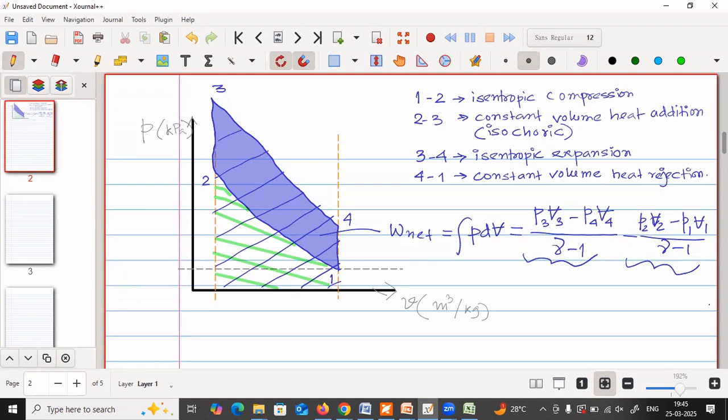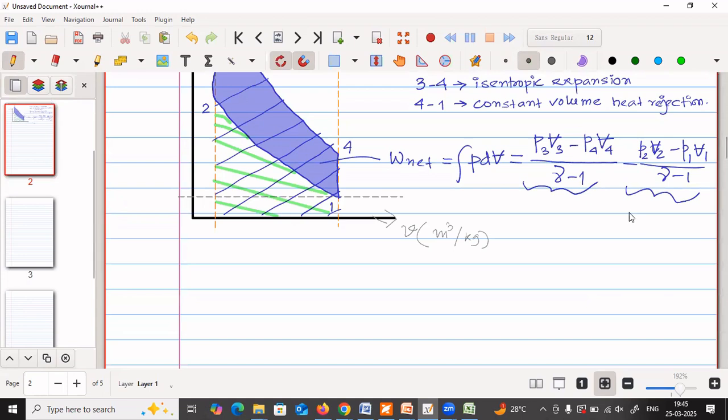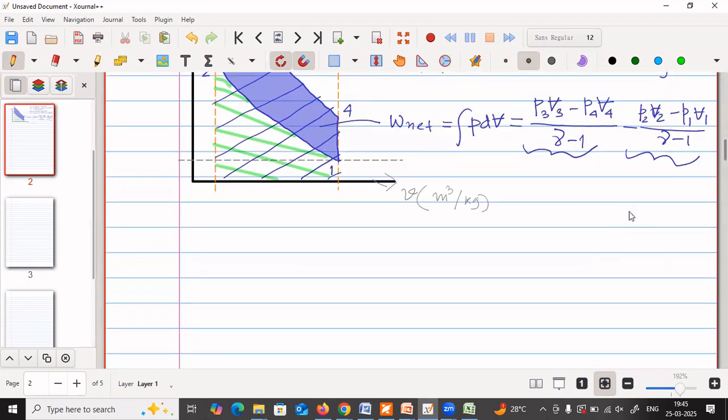And you can go for further calculation. Again, we can write that from the isentropic process, P2 V2 by P1 V1 is equal to V1 by V2 to the power gamma, from the isentropic process equation. That comes from PV to the power gamma is equal to constant. From that, you can get it.